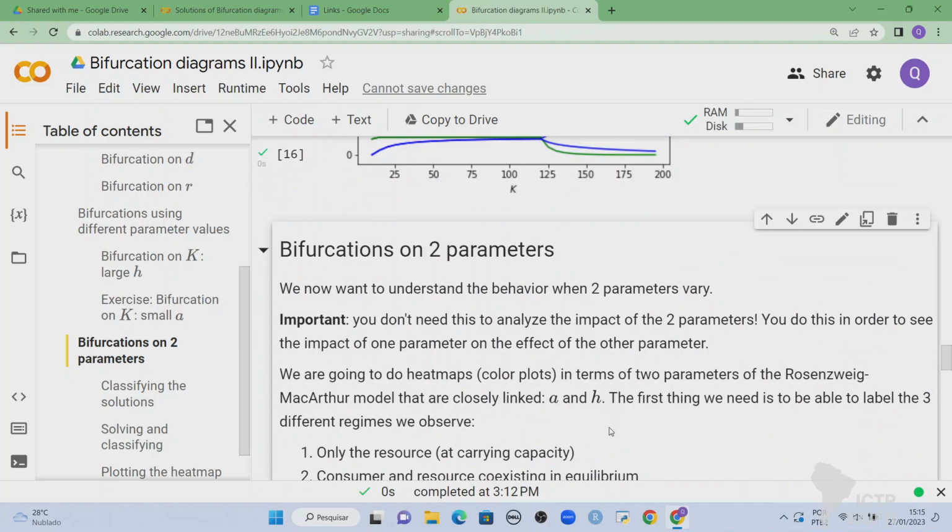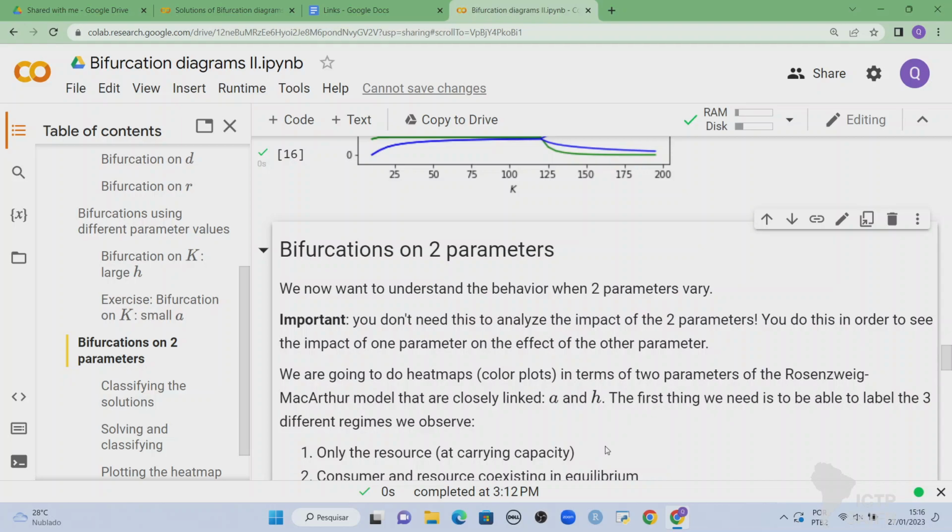Or more precisely, we see now that we have three regimes here: extinction of the consumer, or coexistence in a stable fixed point, or periodic solutions. I have three possibilities for the final outcomes of this model. I want to see how they change with two parameters.